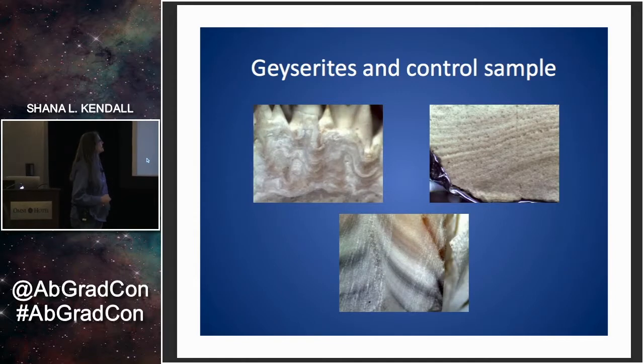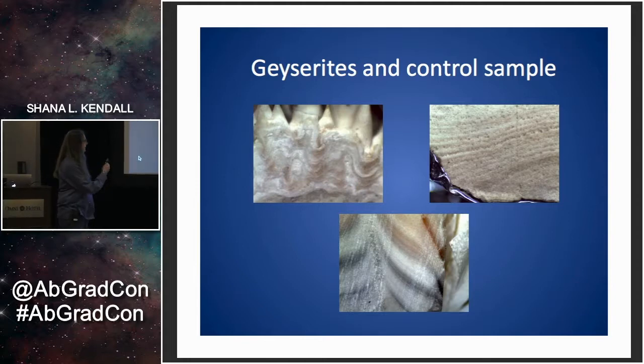So the first thing, what is a Geyserite? Well, Geyserites are silica deposits that are found around silica depositing hot springs. The top two images are Geyserites. They were collected near the vent of a hot spring in Yellowstone National Park.